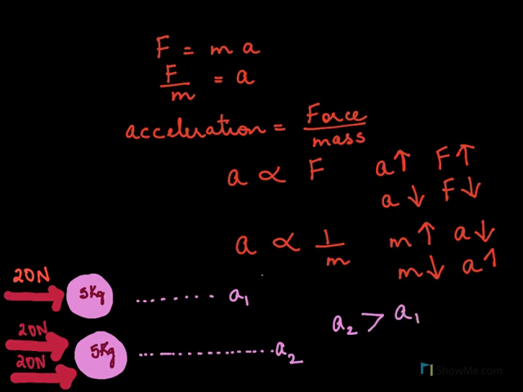Why? Because F2 was greater than F1. So it's very simple to understand. If force is more, the acceleration produced in the body is also more.